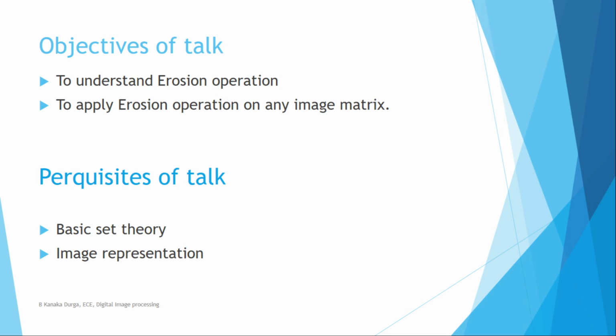The basics required in order to understand this talk are basic set theory and image representations. In basic set theory, we have to know how to represent a set, how to represent intersections and unions, and how to do operations on images. The next one is image representations. We are going to represent images in this talk mainly in grid format and in matrix format. We should be familiar with both representations.